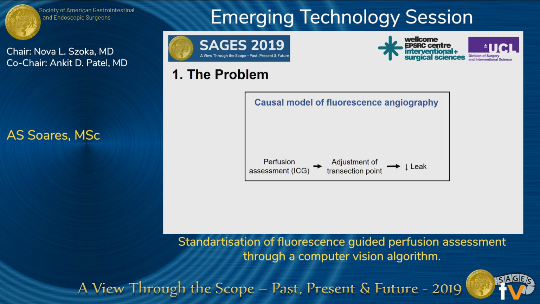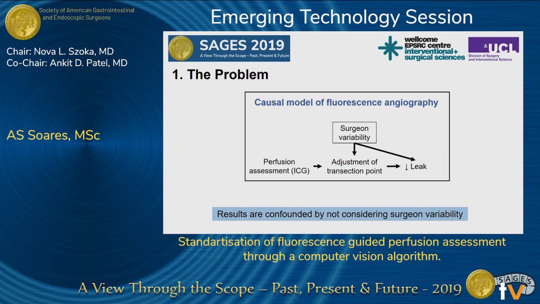One other problem with this technique has been the causal model for fluorescence angiography. What you see on the screen goes through perfusion assessment, which leads to adjustment in the transection point and lower leak rate, is, in our estimation, an incomplete causal model because it doesn't take into account surgeon variability. And we know that if we don't adjust for surgeon variability, we're going to have confounding in the results. Even the INTACT trial, which is already ongoing, is biased by this, by not taking into account surgeon variability in the causal model.